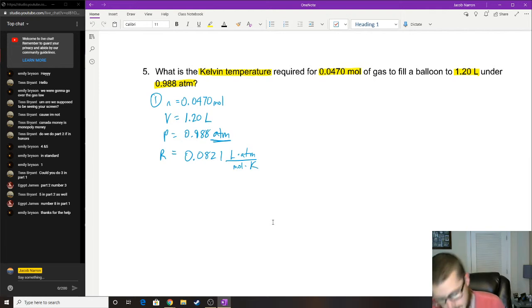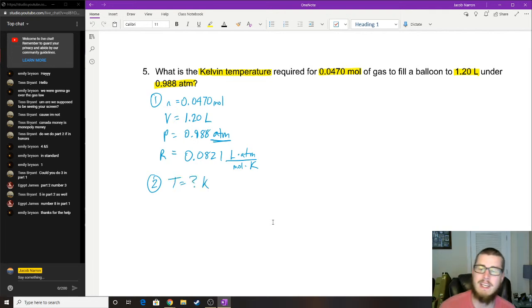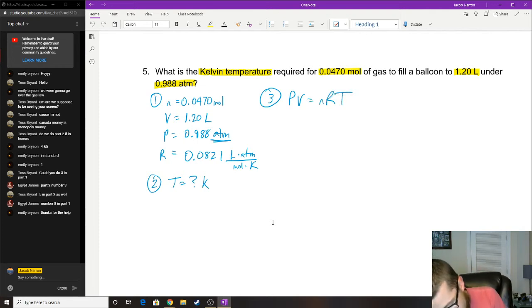So there we go. Step number 2, what are we looking for? It asks what the temperature is going to be equal to, and they want it in Kelvin, which we can easily handle. Step number 3: PV equals nRT. I know I'm looking for T, so I'm going to divide this side by n times R. That cancels what I don't want, and I end up getting T equals PV over nR.